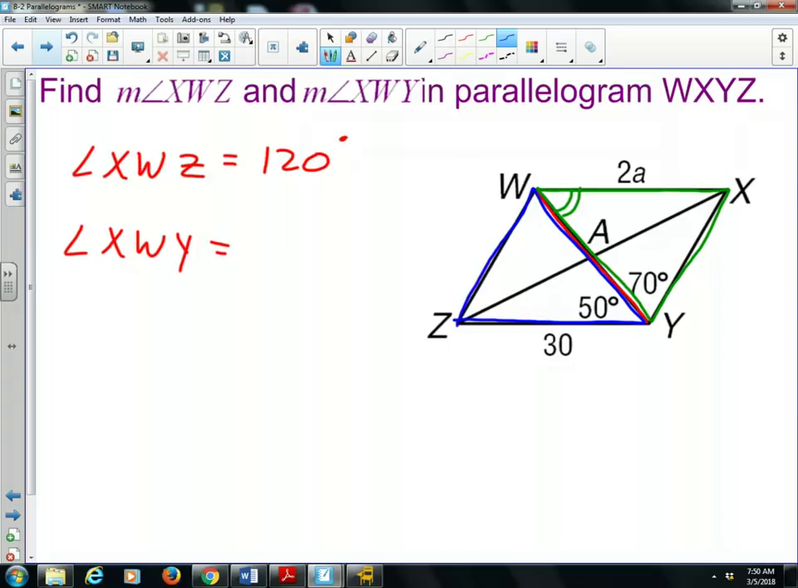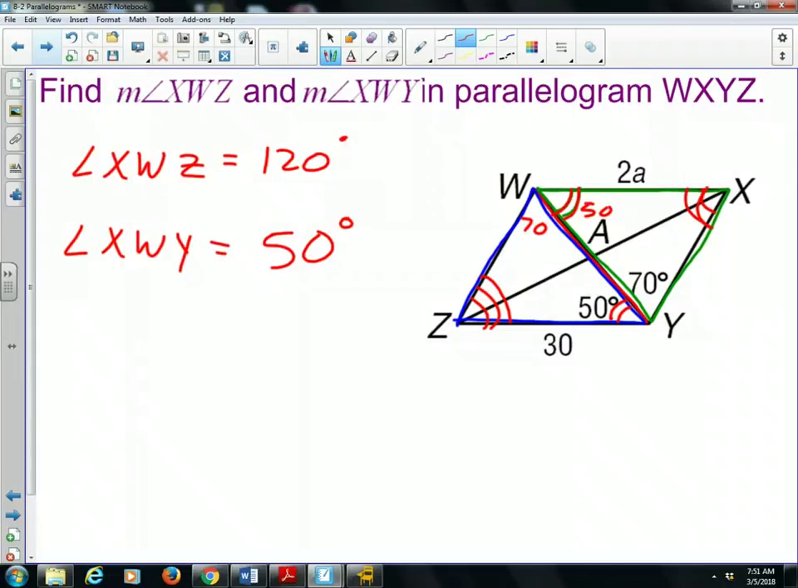And then this red transversal makes alternate interior angles. So this 50 degrees is congruent to this angle right here. So our answer then is 50 degrees because of alternate interior angles. That means this angle right here is 70 degrees. So then if we wanted to, we could find the measure of this angle because in a triangle there's 180 degrees. Same thing as this one.